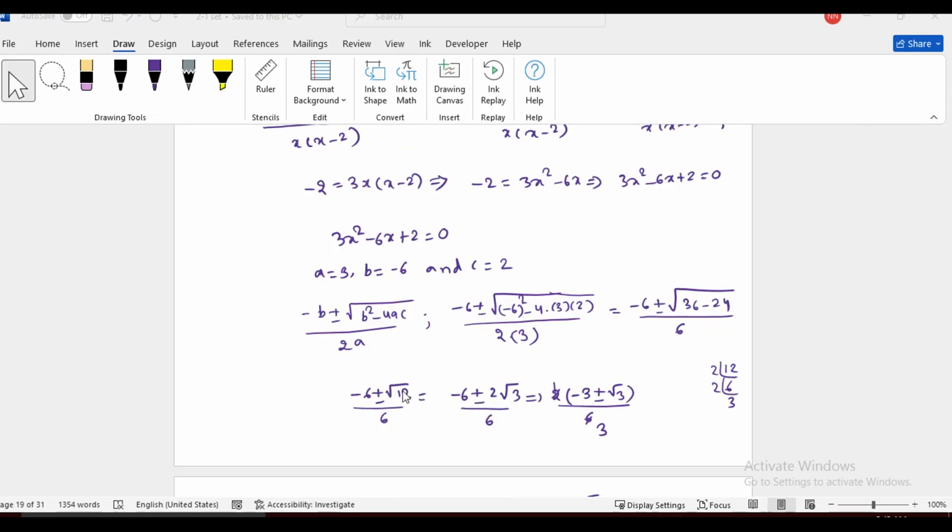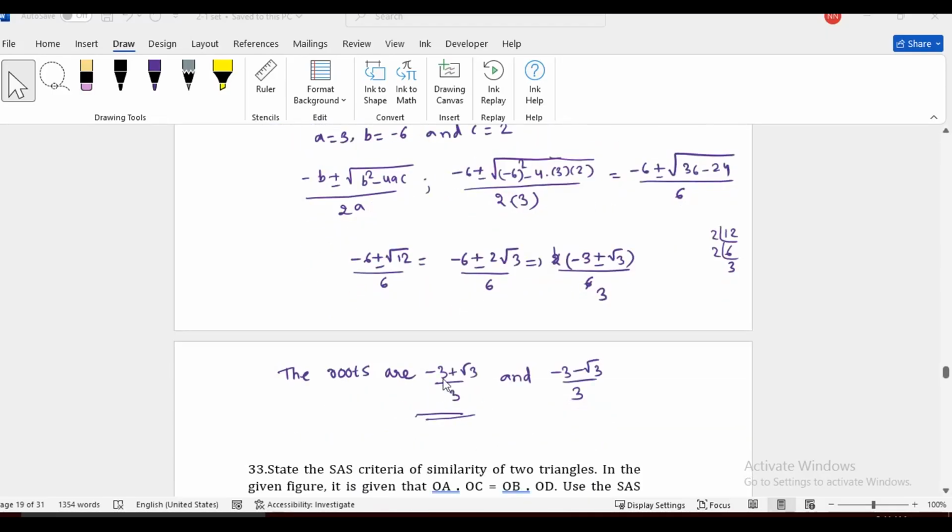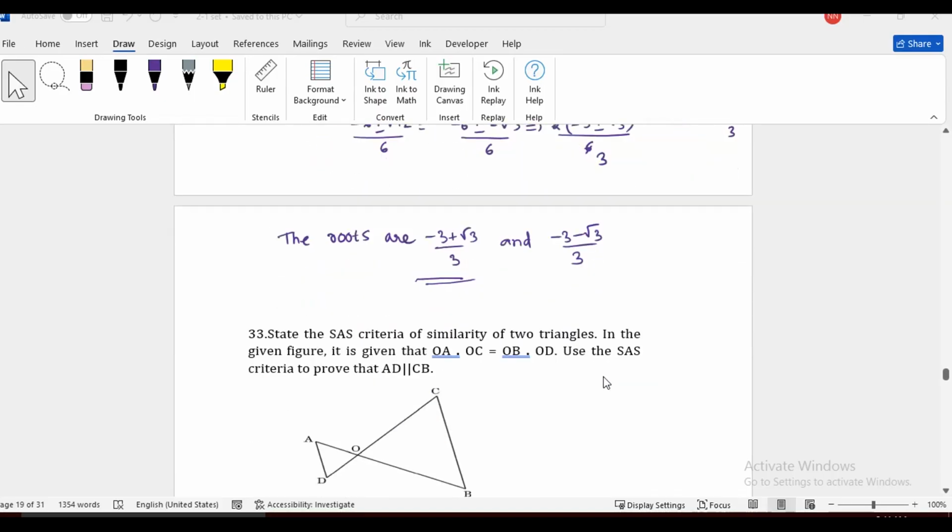6 plus or minus root 12, we can write as 2 root 3, by 6. So 2 is common, 3 plus or minus root 3 by 6. 2 ones are 2, 2 threes are 6. So the roots are 3 plus root 3 by 3 and 3 minus root 3 by 3.